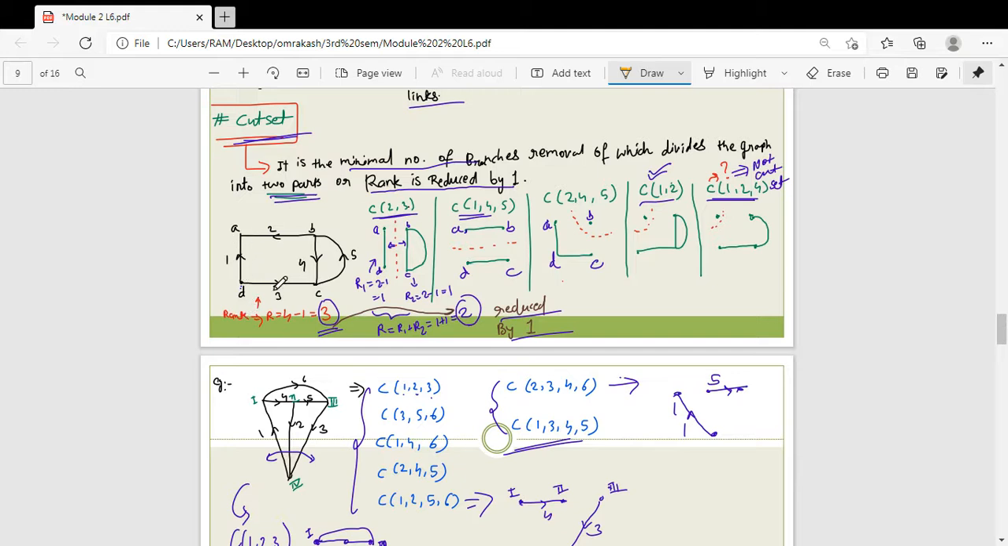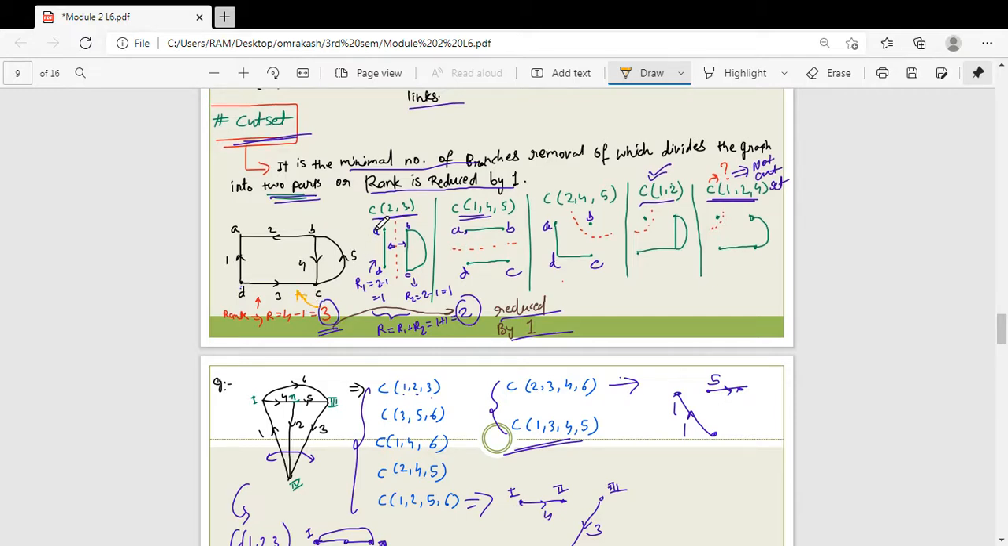See here, this is a complete graph given to you, right? What is the rank of this graph? Rank is nothing but the number of nodes minus 1. So what is the number of nodes? There are four nodes, a b c d, right? 4 minus 1 is 3. So the rank is 3 for this graph.